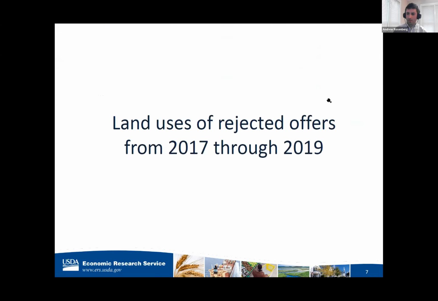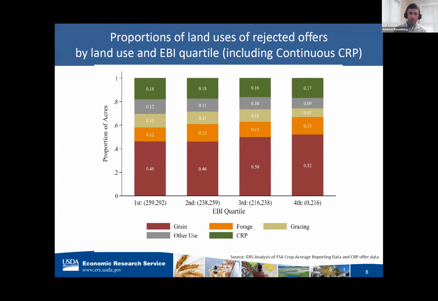Okay, so now we're going to get into the analysis. I'm going to start with the land use impacts of the CRP, and doing this by looking at the land use decisions of rejected offers after the 2016 sign up from 2017 through 2019. So this is split up.